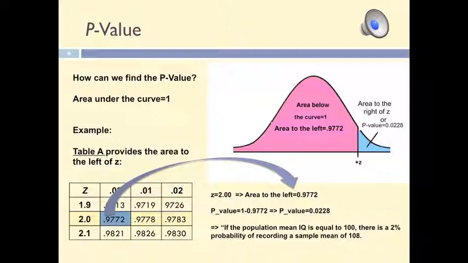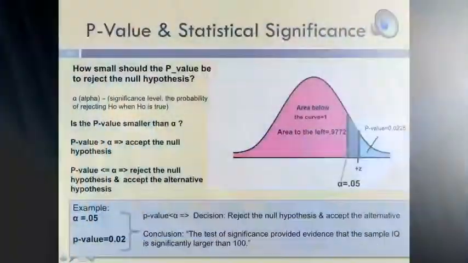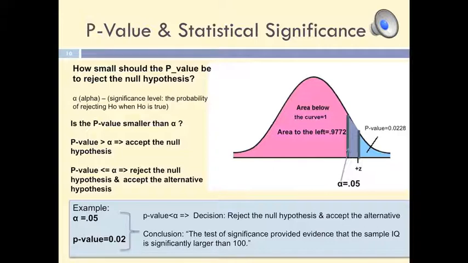But how do we interpret this value? Well, we say that if the null hypothesis is true, that is, if the IQ population mean is equal to 100, there is only a 2% probability of obtaining a sample mean equal to 108. As I mentioned earlier, the smaller the p-value, the stronger the evidence for rejecting the null hypothesis.